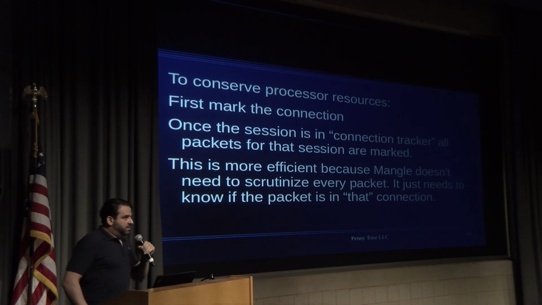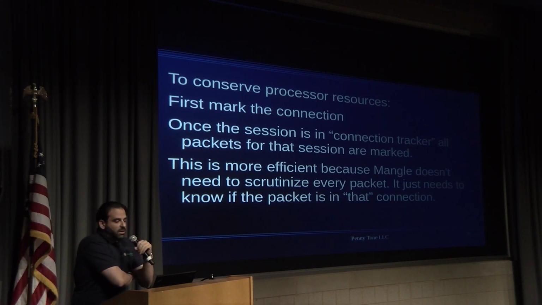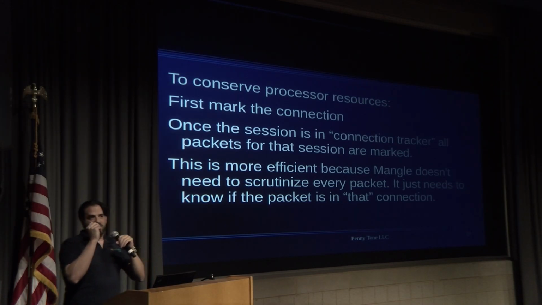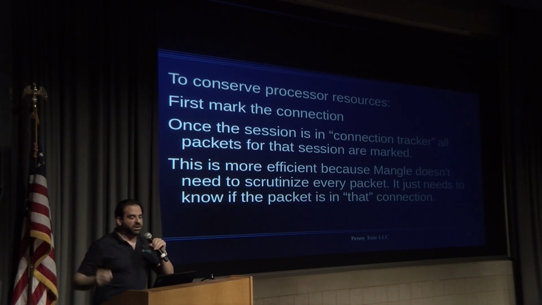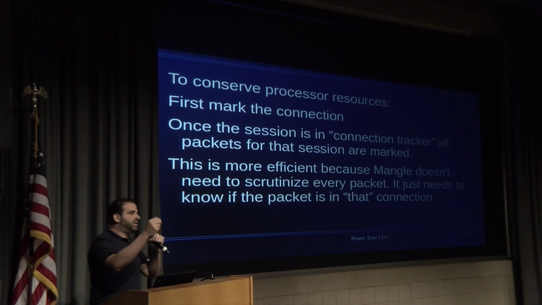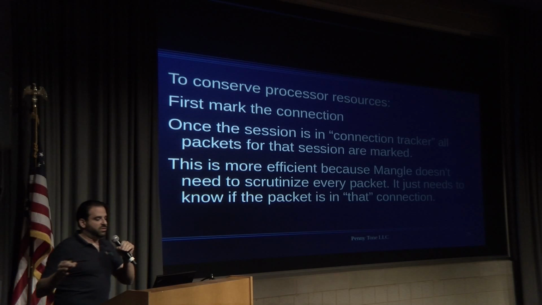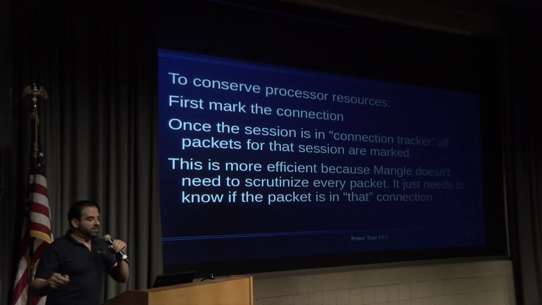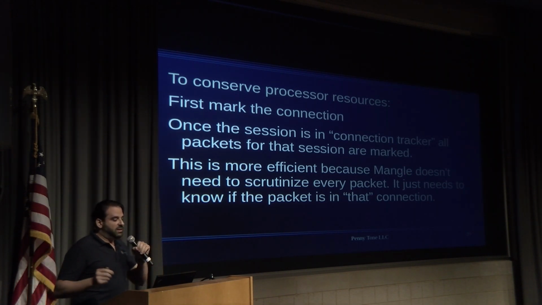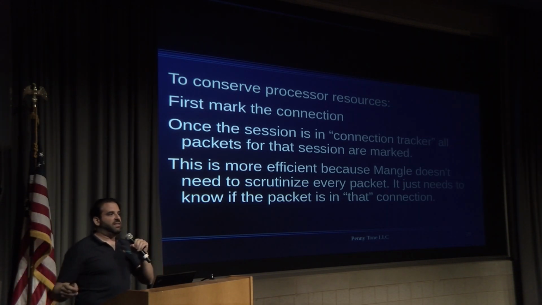So in this example, the technique I'm using is really just to conserve CPU processor time. First we're going to mark the connection, and every packet in that connection will then be marked with a connection mark. Then we're going to use those connection marks as the identifier to do your packet marks. And why is that efficient? Well, because once the session is in connection tracker, all packets for that session are marked. This is more efficient because Mangle doesn't need to scrutinize every packet based on all of your criteria. It just needs to know if the packet is in that connection or not.